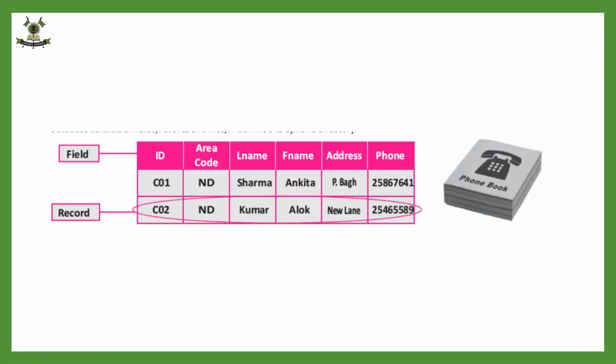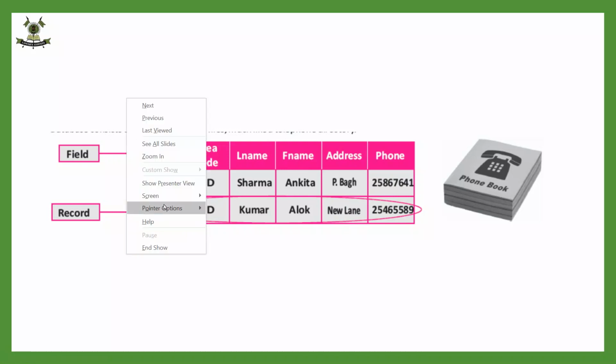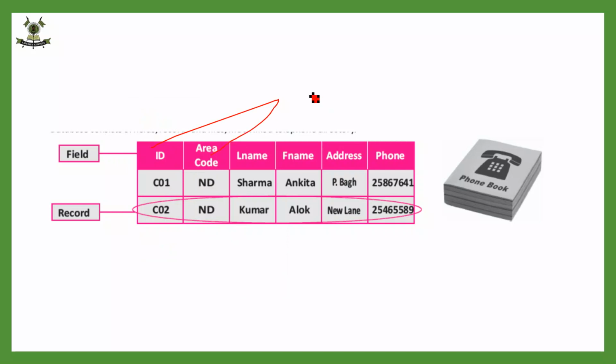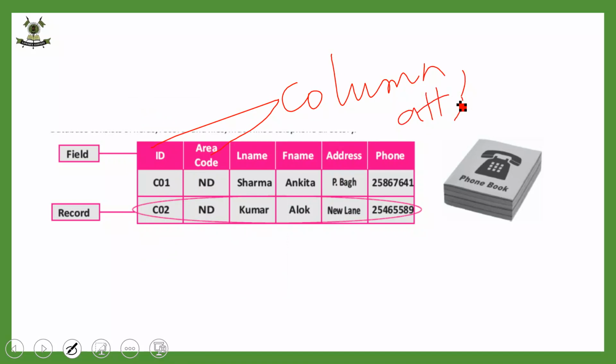Now the second thing: this is any table. In this table, ID, area code, last name, first name, address, phone, these are all called fields, right? They are called fields. They can also be called column names, as well as attributes. They help to create the table and uniquely identify the table.